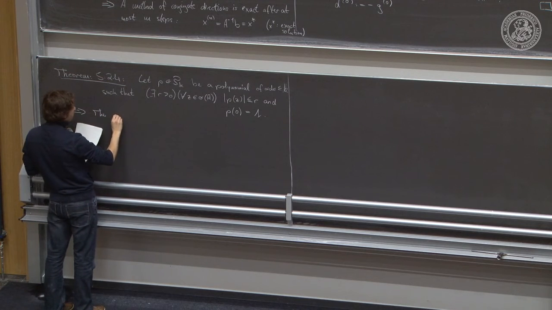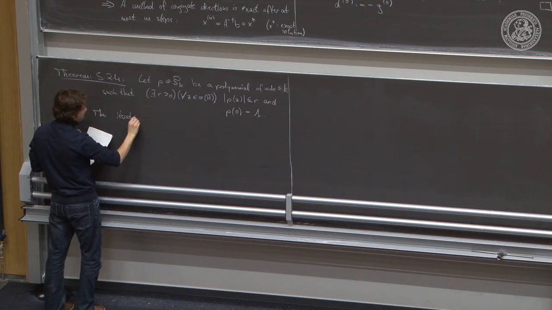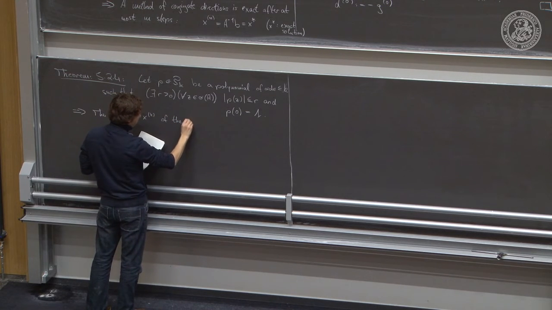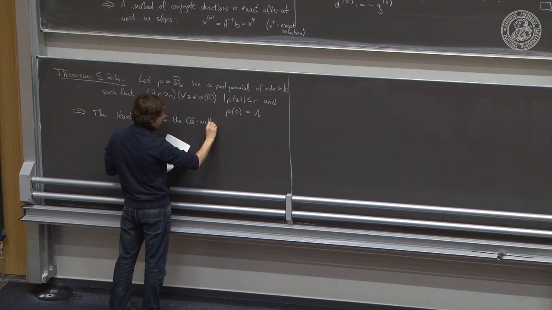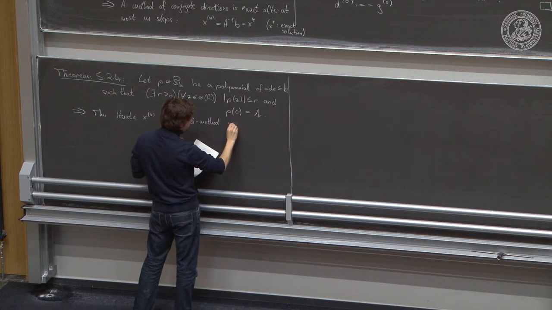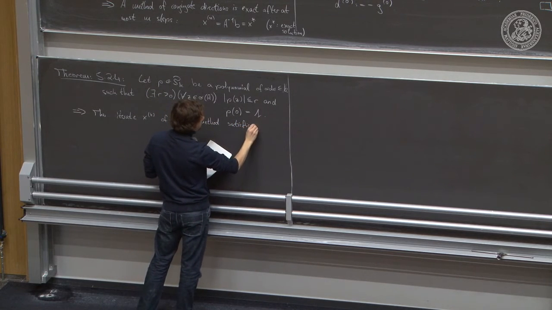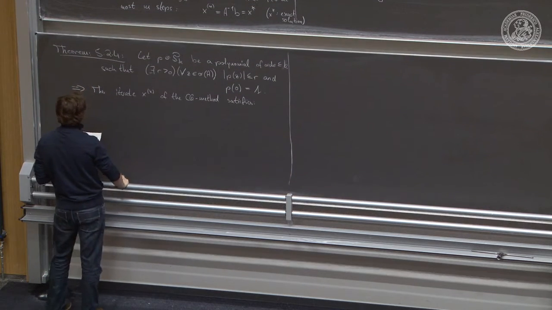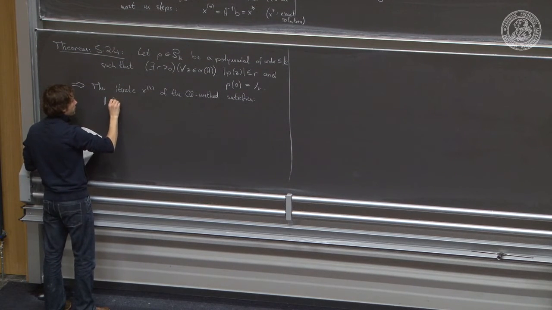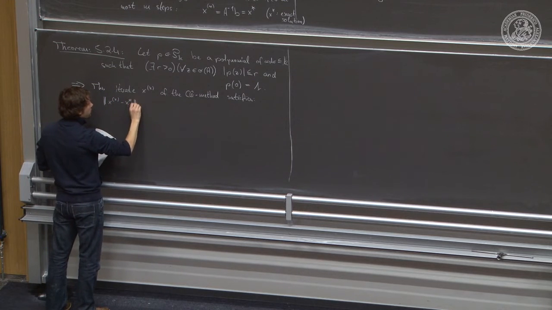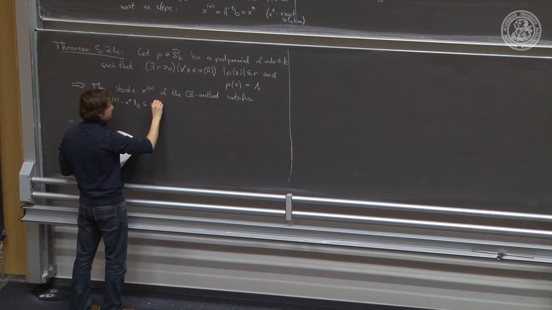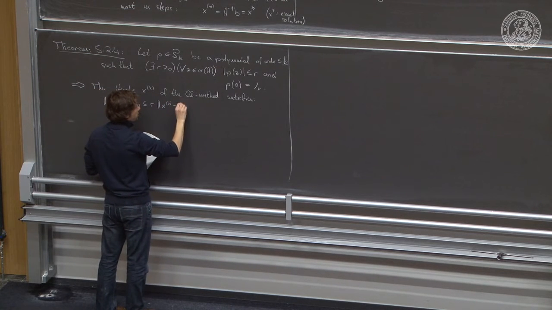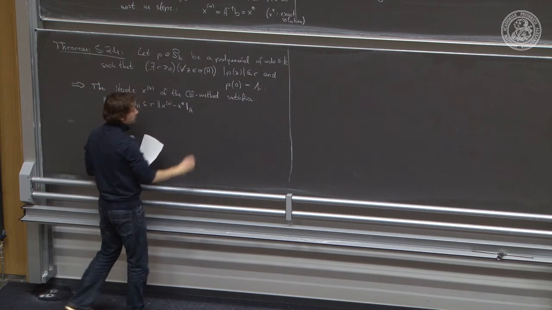In that case, the kth iterate of our CG method satisfies that the error of the kth iterate, with respect to the energy norm, can be estimated by R times the error we have already made with respect to the energy norm by the choice of the initial data.